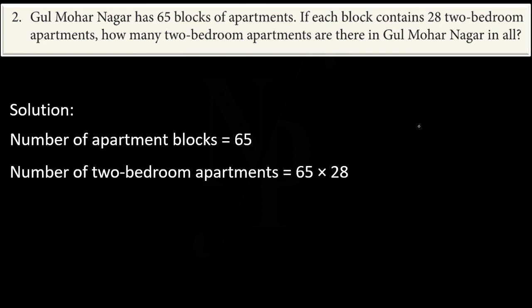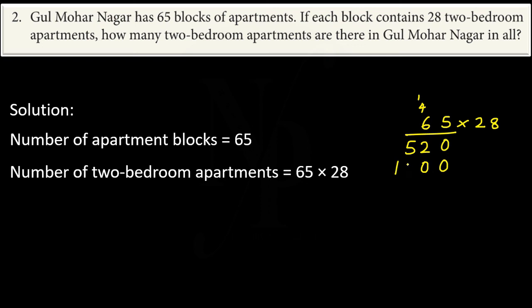So let's write 65 into 28. Multiply now. 8 5s are 40. 4 is carried forward. 8 6s are 48. 48 plus 4 is 52. And now we put a 0 here and multiply by 2. 2 5s are 10. 1 is carried forward. 2 6s are 12. 12 plus 1 is 13.